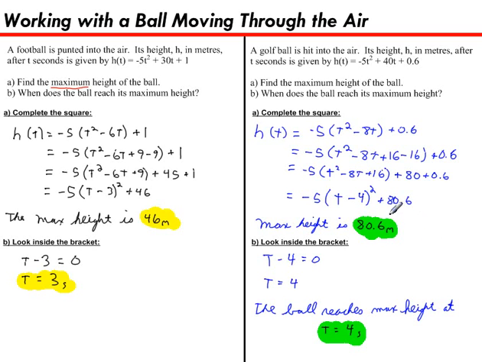All right, for part A, we found the maximum height to be 80.6 meters, and we found that by completing the square. And in part B, we just looked inside this bracket to find that the t, or the time, had to be 4 seconds.